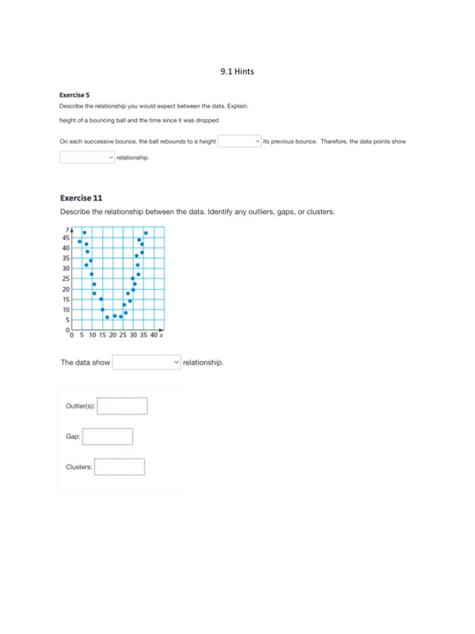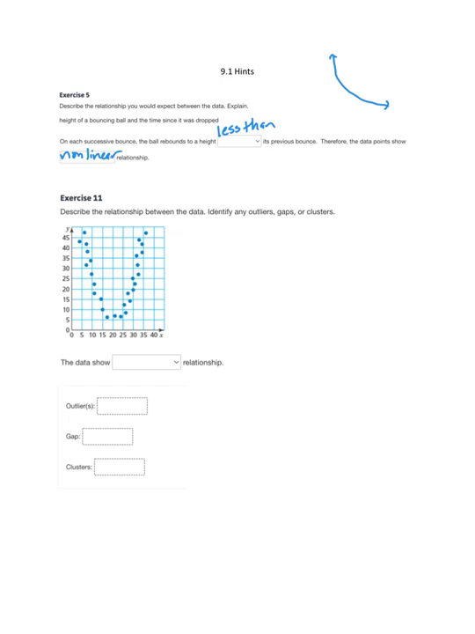So for exercise 5, you're looking at the relationship between the height of a bouncing ball and the time since it was dropped. On each successive bounce, we would expect that the ball rebounds to a height less than its previous bounce. Therefore, the data points will show a nonlinear relationship. It would look something like this. It's getting less and less each time.